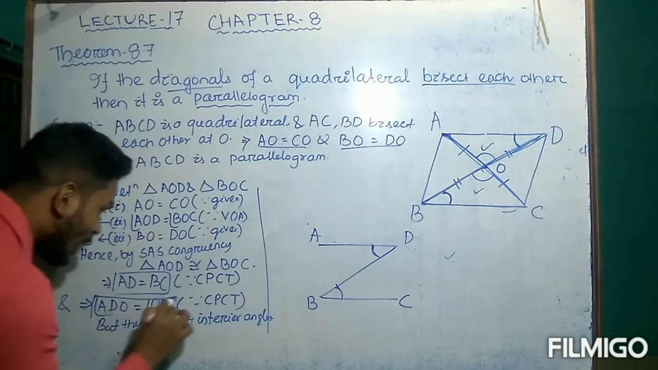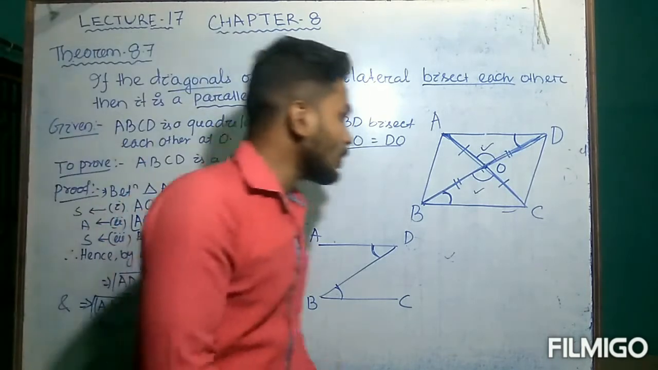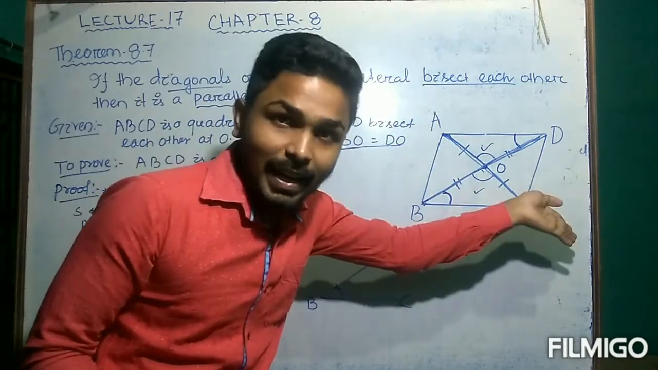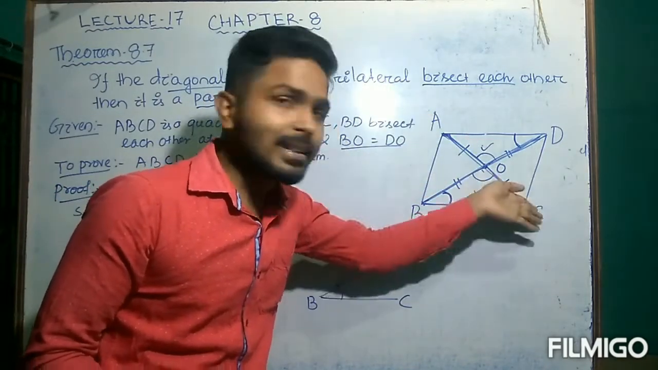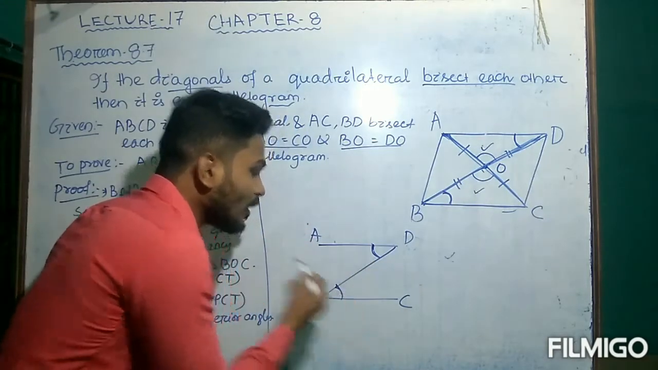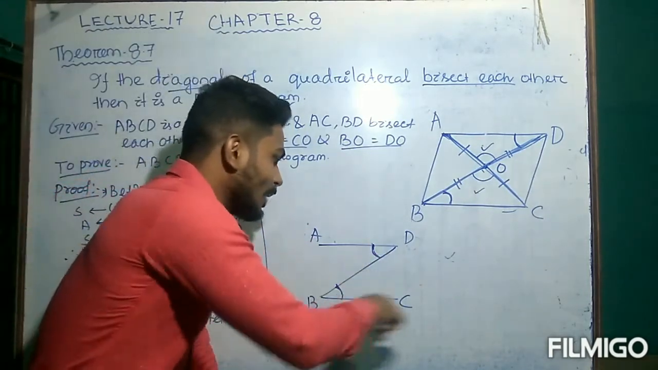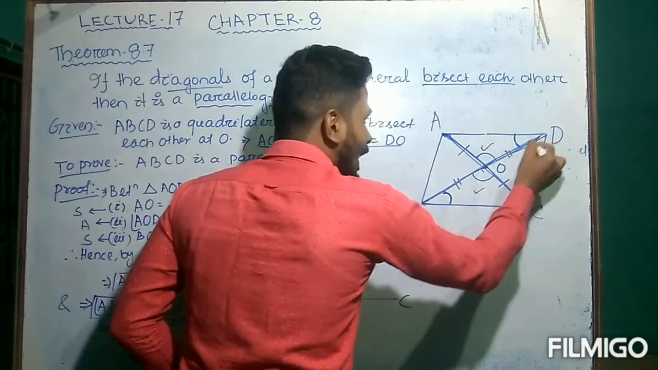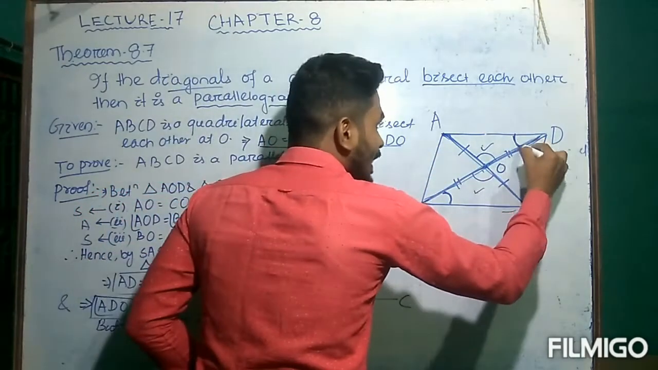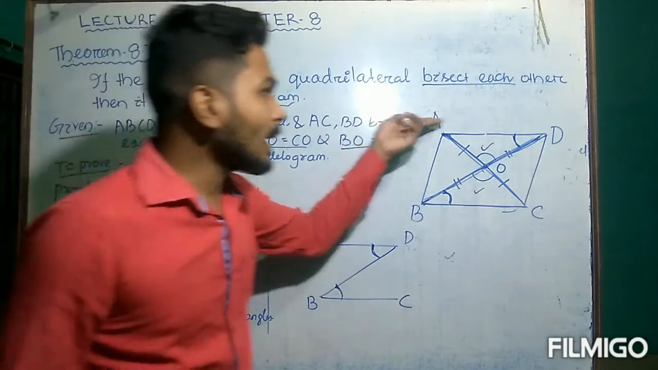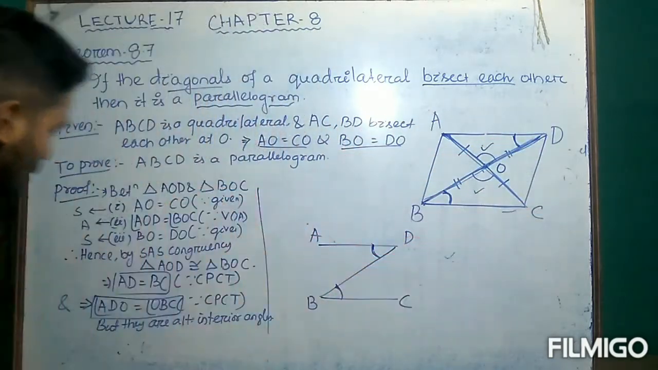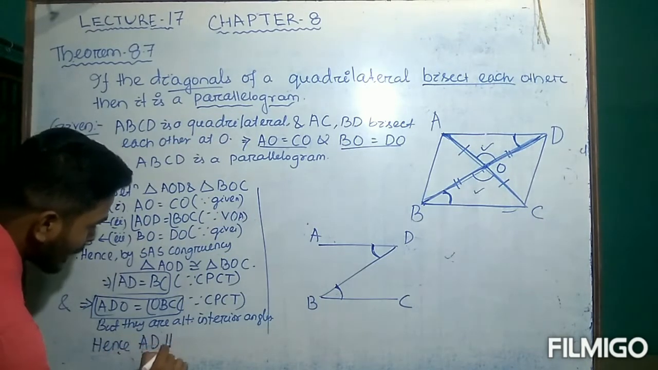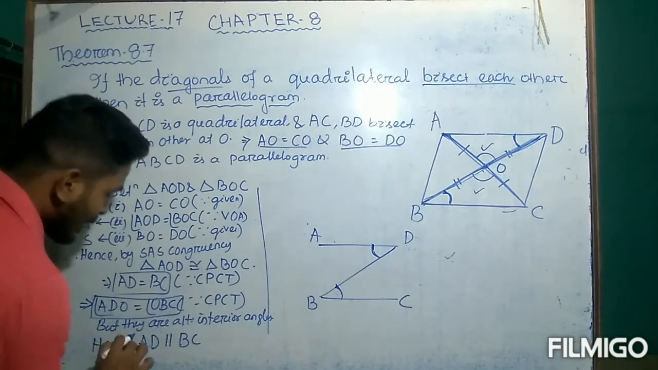So we know, according to theorem 6.5, if there are two lines and a transversal line intersects both the lines, then if any pair of alternate interior angles are equal, these two lines are parallel to each other. So similarly here, AD and BC are two lines and DB is a transversal line and their alternate interior angles are equal. So we can write, hence, AD is parallel to BC.